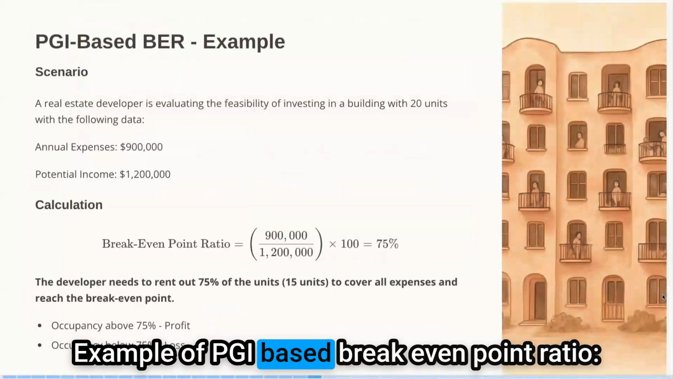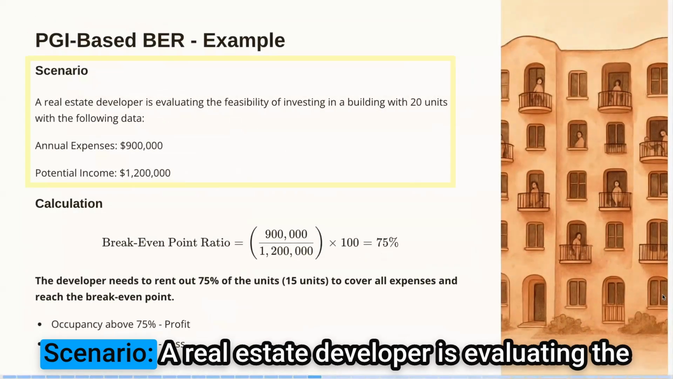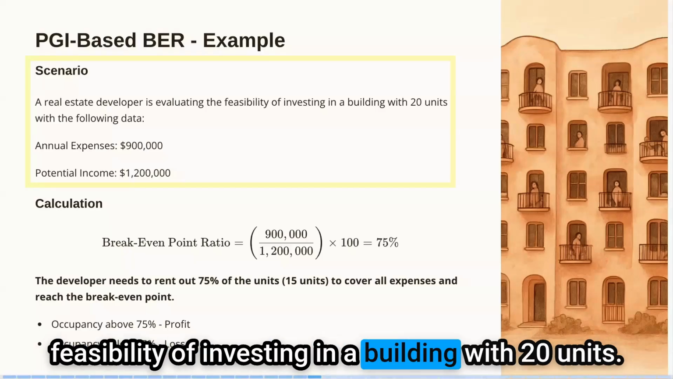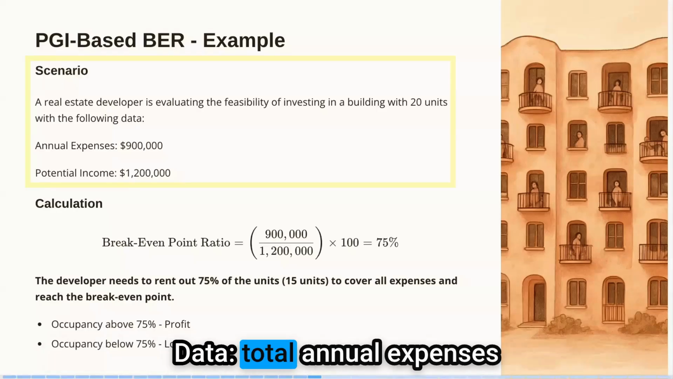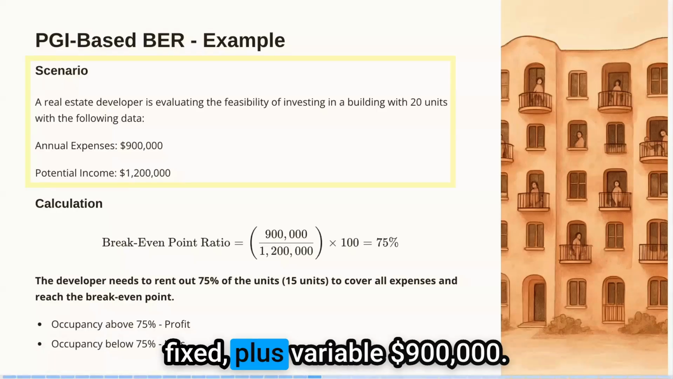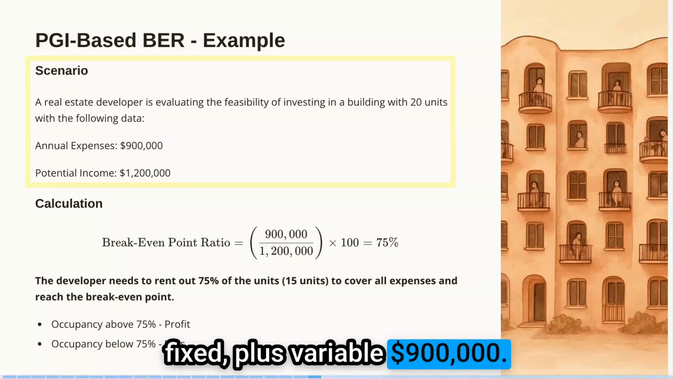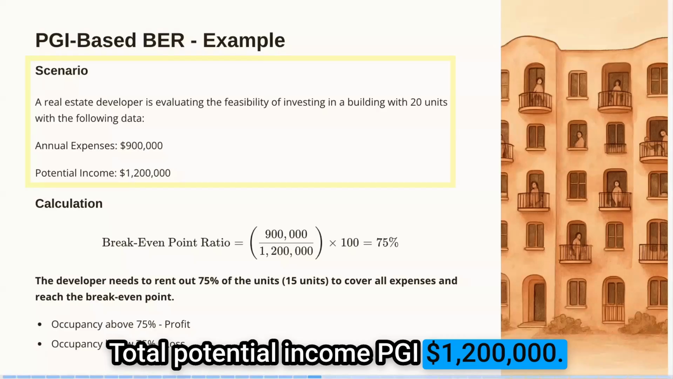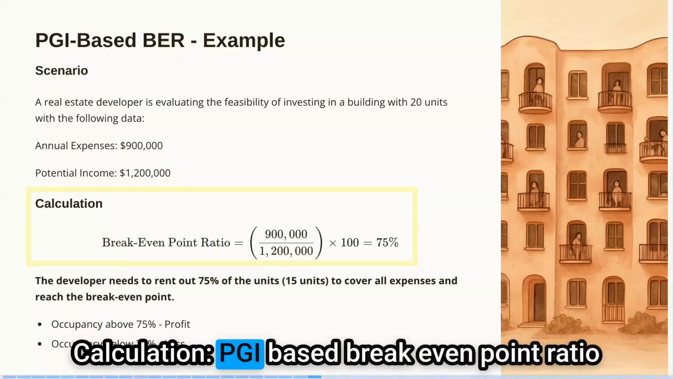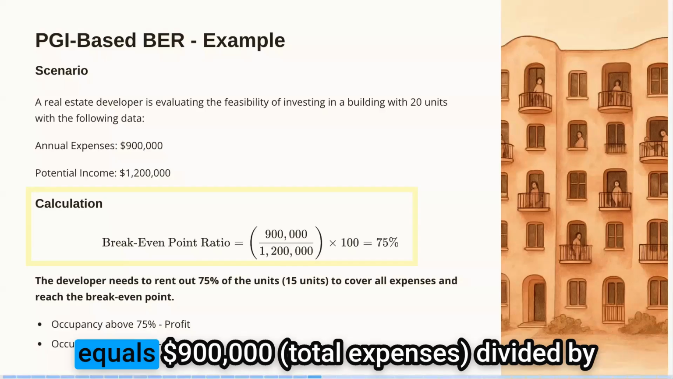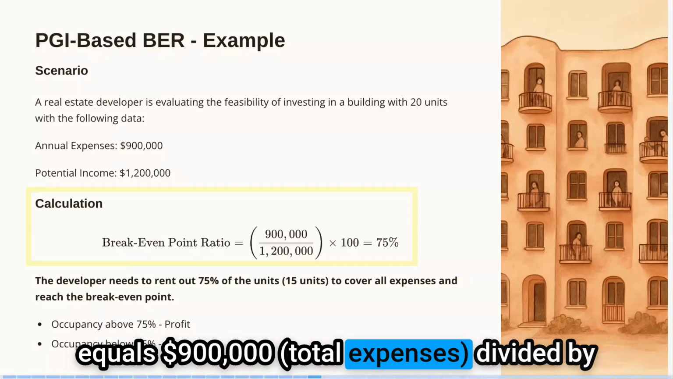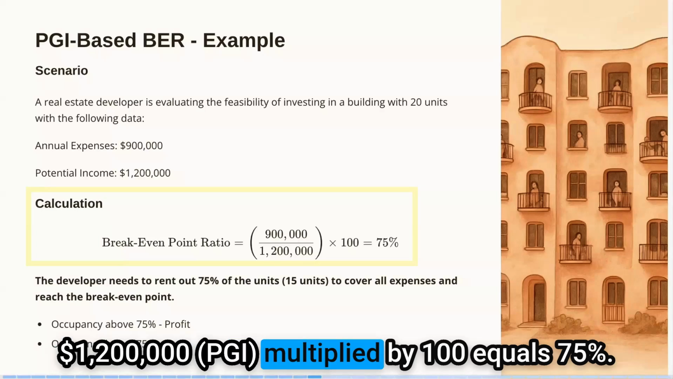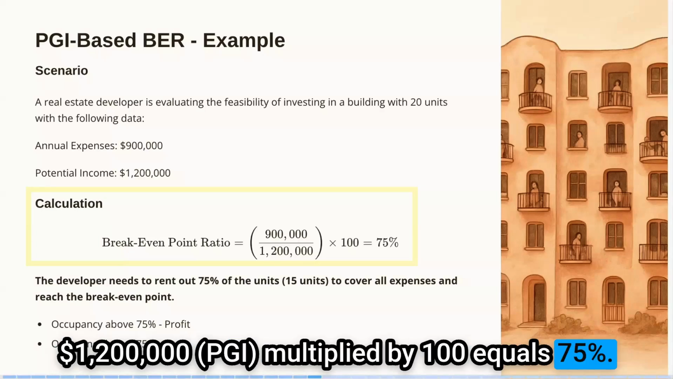Example of PGI-based break-even point ratio. Scenario: a real estate developer is evaluating the feasibility of investing in a building with 20 units. Data: total annual expenses, fixed plus variable, $900,000. Total potential income, PGI, $1,200,000. Calculation: PGI-based break-even point ratio equals $900,000 total expenses divided by $1,200,000 PGI multiplied by 100 equals 75%.